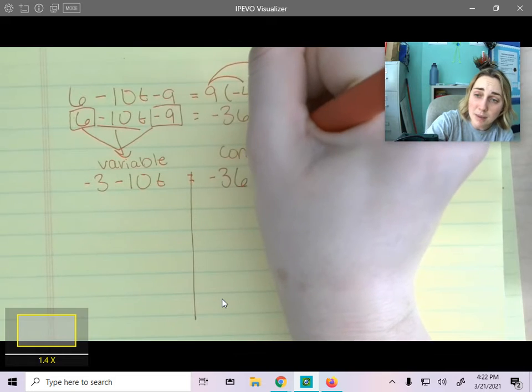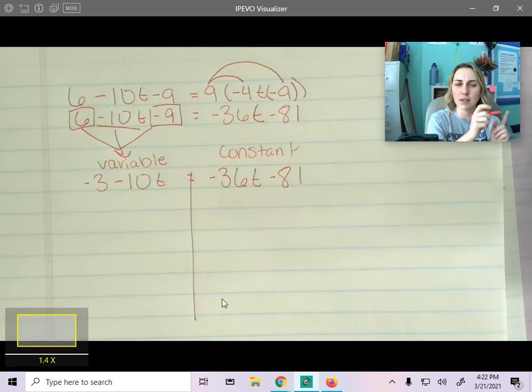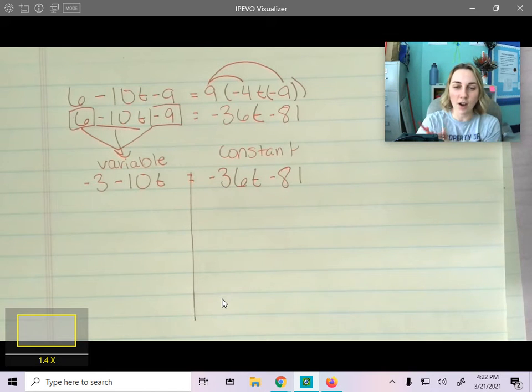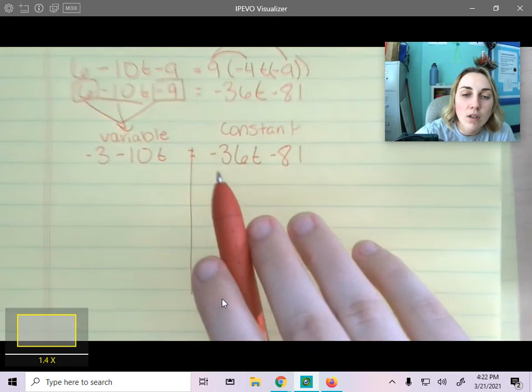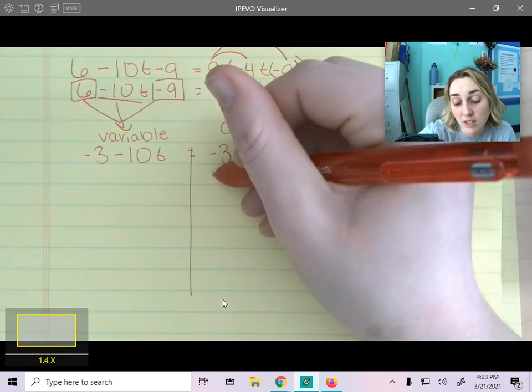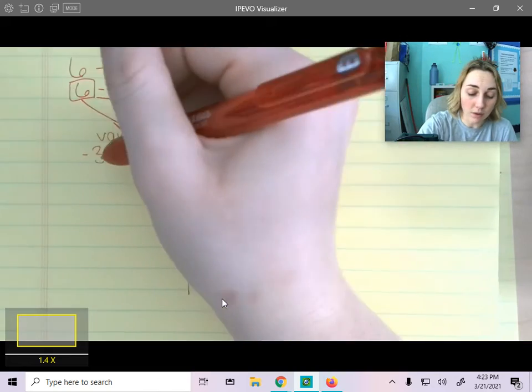So what I want to do is move my variables to this side, and then I'm going to move my constants to this side. All right, let's go ahead and do this. I got to move my variable first. So I need to do the opposite of negative 36t. The opposite of negative 36t is positive 36t. If I do that on one side, I have to do it on the other side as well.